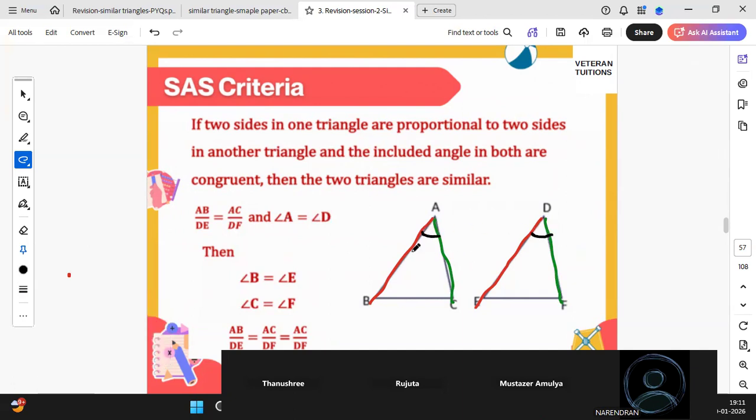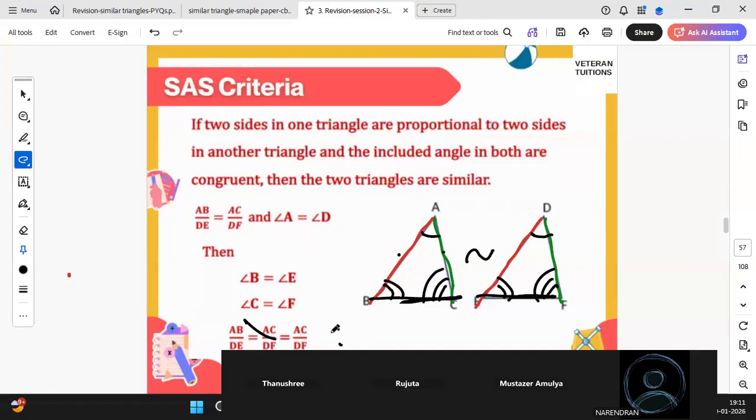Now you see the angle in black color is sandwiched between red and green. Here also black color is sandwiched between red and green. Only then you can say they both are similar. If similar, this angle will be equal to this angle, by CPCT. And the other ratio BC by EF will also be equal.